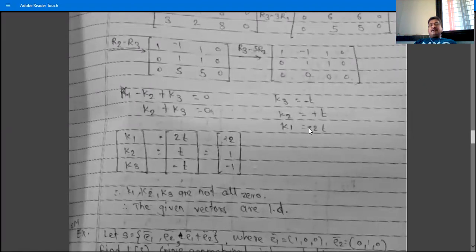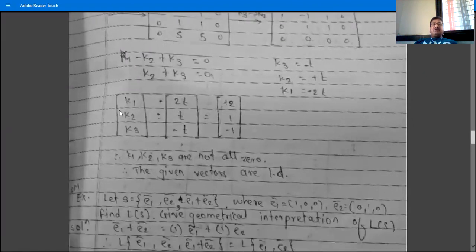We have K1 is minus 2T, and therefore the solution is what? The column matrix K1, K2, K3 is equal to minus 2T, T, minus T. Take T common. So minus 2, 1 and minus 1. Write T before this matrix. So take T as common.